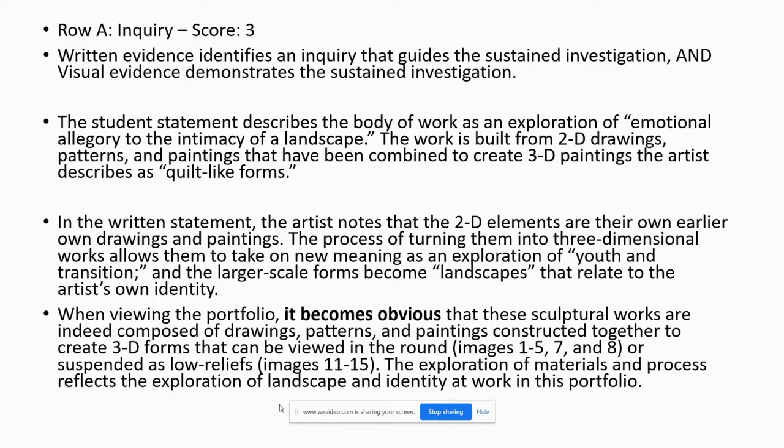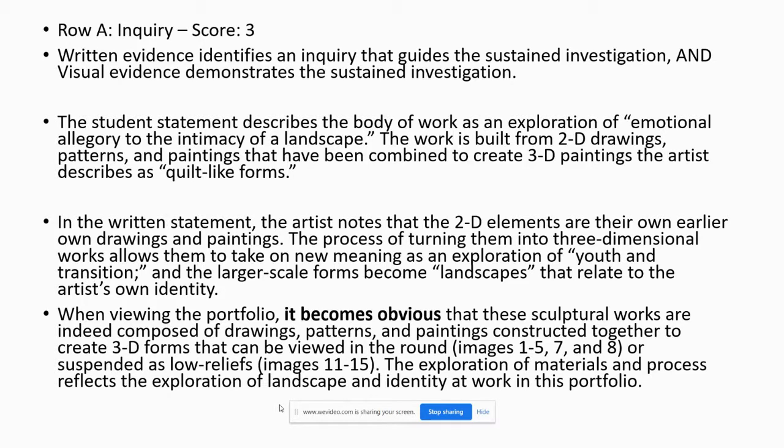All right, let's see what she got. Now, remember, there are 4 sections. So number 1 is row A, inquiry. She got a score of a 3. Remember, 3 is good. I like this work. I think she might have done better than a 3 personally, but she got a 3, which is great. She didn't get a cake, but she got a 3.